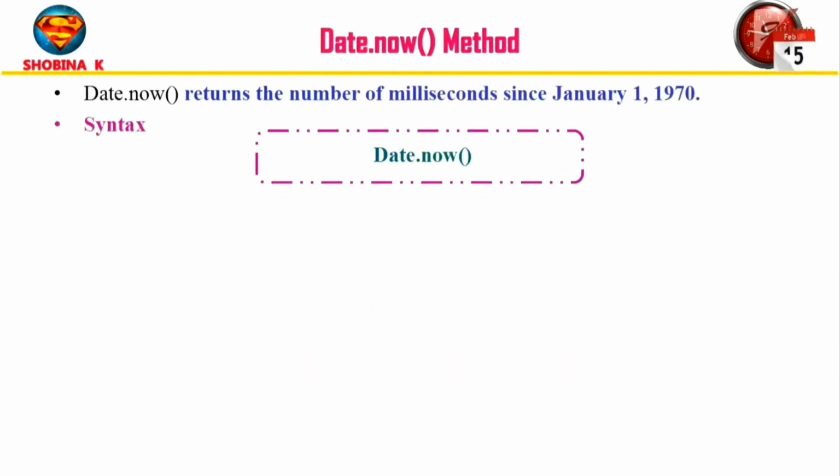And we have a special method called Date.now, which returns the current timestamp. Date.now is a static method of the Date object. This method does not accept any parameters, and Date.now will return the number of milliseconds since the 1st of January 1970. The syntax is always Date.now, and it is semantically equivalent to new Date().getTime().